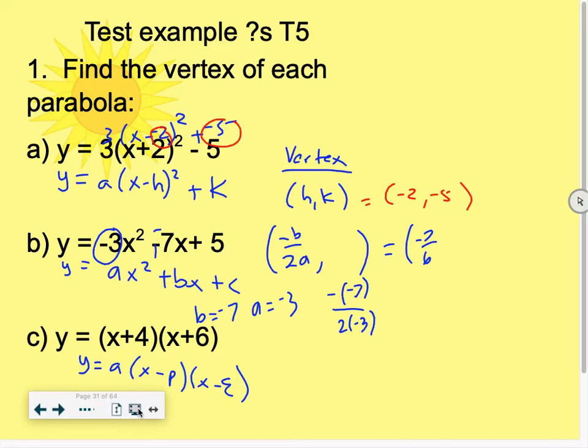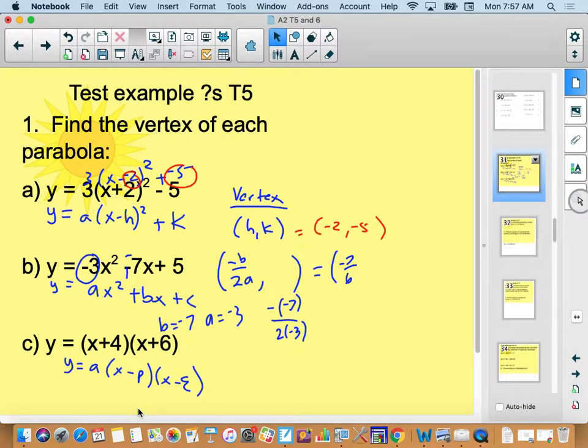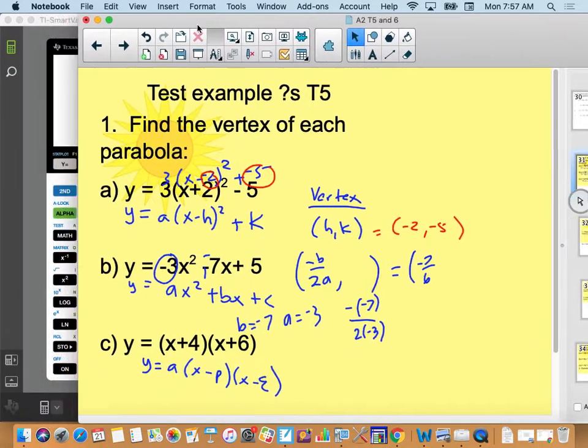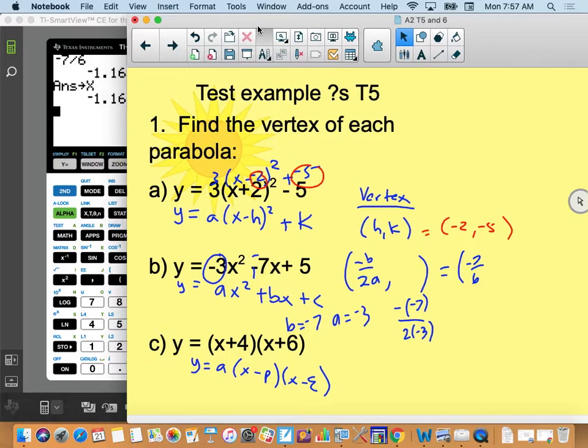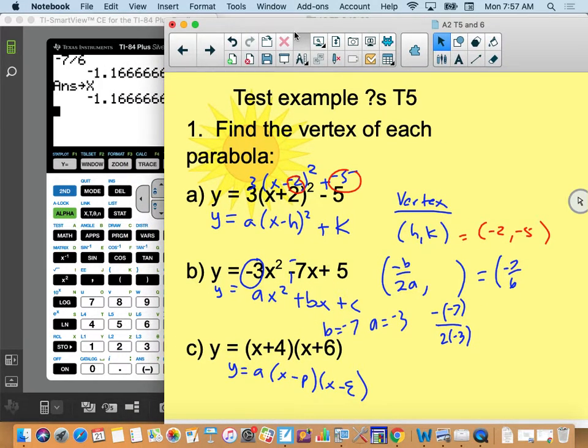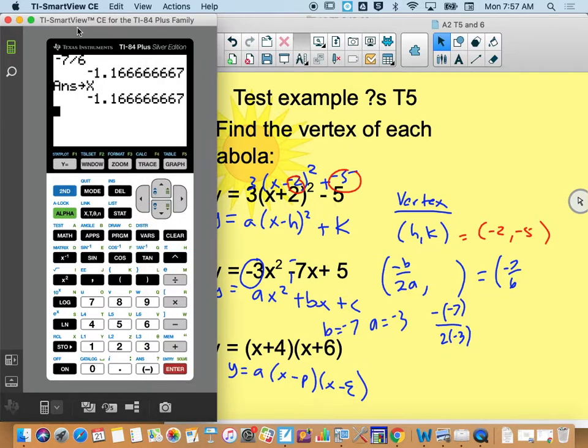And then to get the y-coordinate, you just use the equation, because the equation tells you how to find y. So I'm going to take negative 7/6 and store that as my x variable. Now I can type in the equation, and the calculator will know to use negative 7/6 as x. And this way I'm not rounding off that decimal.